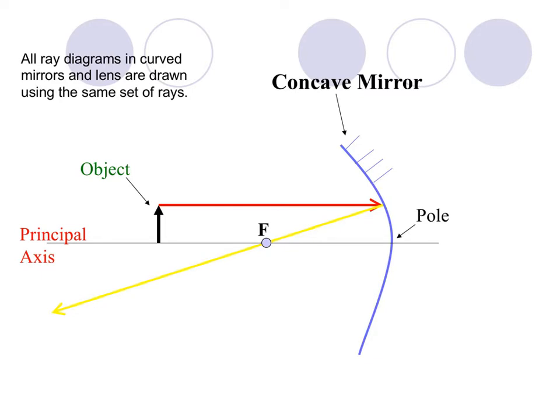There you have an object. The central line is called the principal axis, and where the central line meets the concave mirror, you have a point called the pole of the mirror. A concave mirror is expressed like that. It's just a curved line. And the little hatchings up there are just to show that it's a mirrored surface. That's what they indicate.